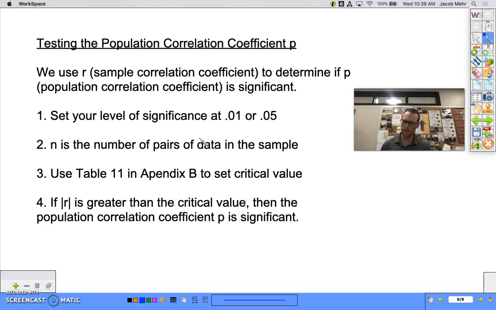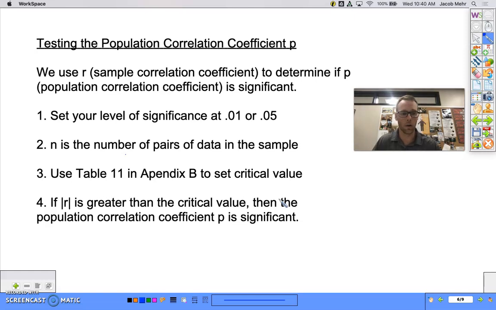So in the back of the book, I see that on page A26. Okay. So right here, table 11, you'll notice that the headings are N, alpha equal to 0.05, alpha equal to 0.01. So again, you'll just set your level of significance, you'll find your number of data pairs, and then you'll find what our critical value is. Now, all the critical values in the table are positive, okay? It doesn't consider negative. So what we have to do is we have to look at the absolute value of R, and if absolute value of R is greater than the critical value, then the population coefficient P is significant. There is significance to that.